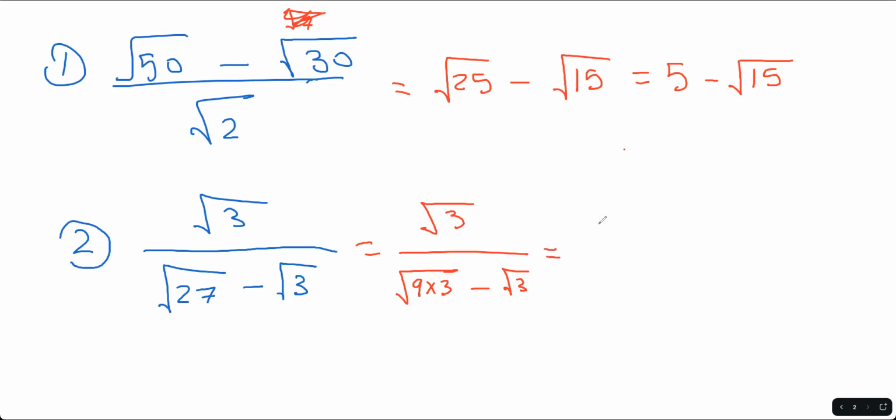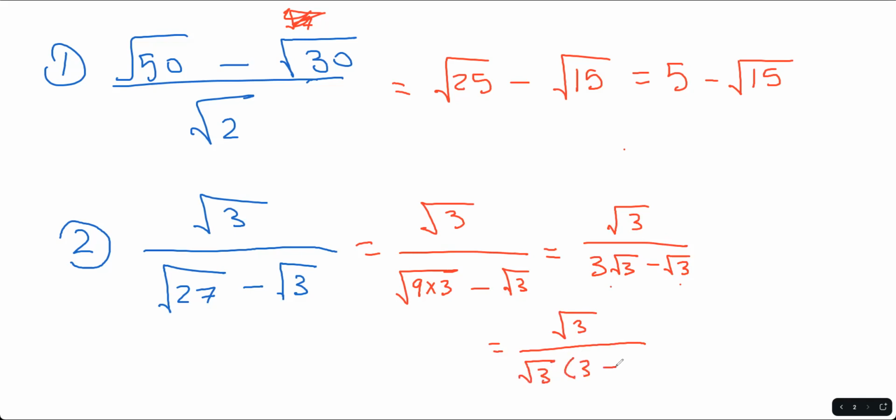Now, let's continue with this. So root 3, square root of 9 is 3. So that's 3 root 3 minus root 3. Okay. Now, that's going to be root 3, because both terms have root 3, so I'm going to take root 3 out as the greatest common factor. I'm going to get 3 minus 1.